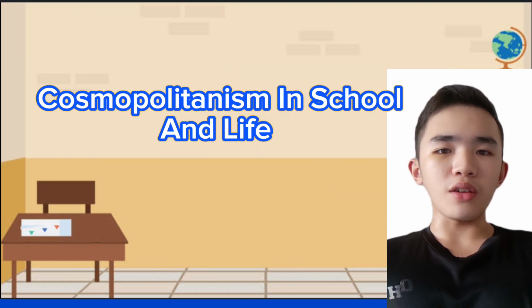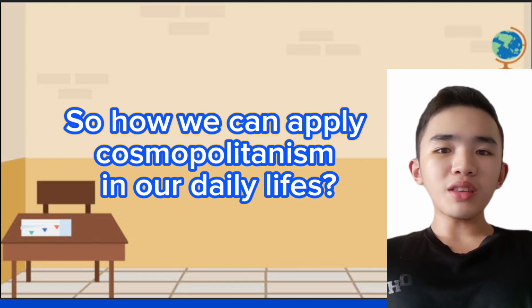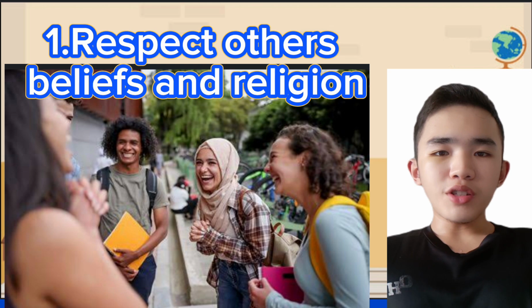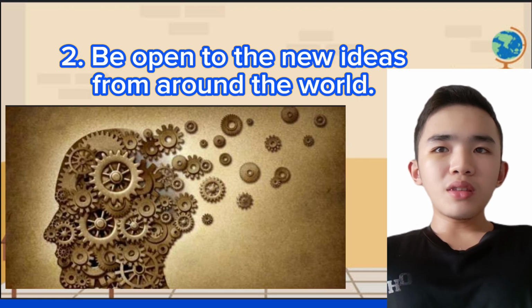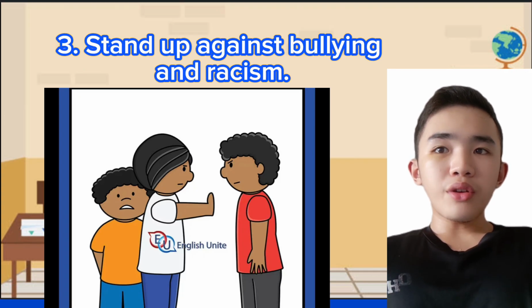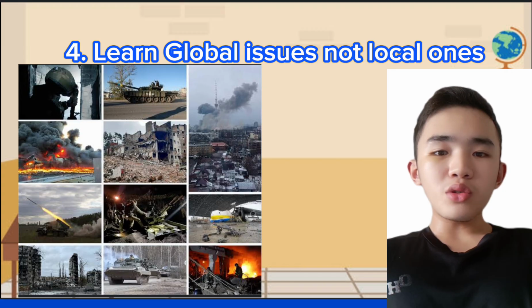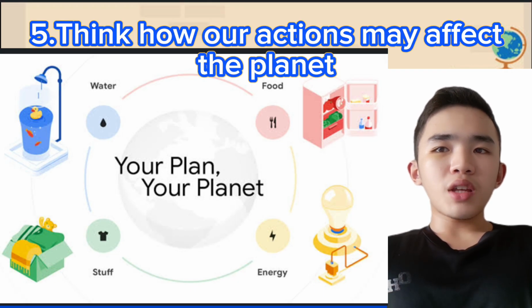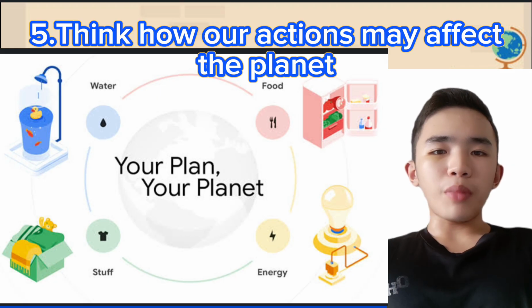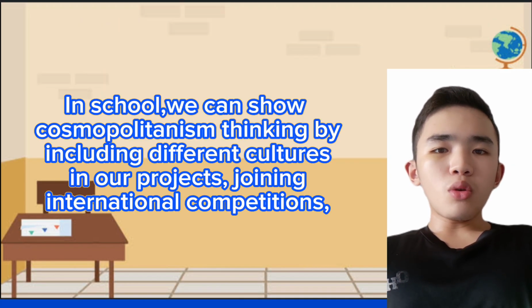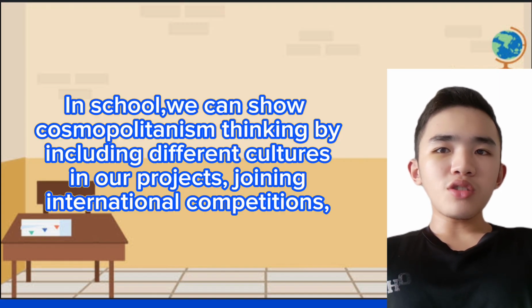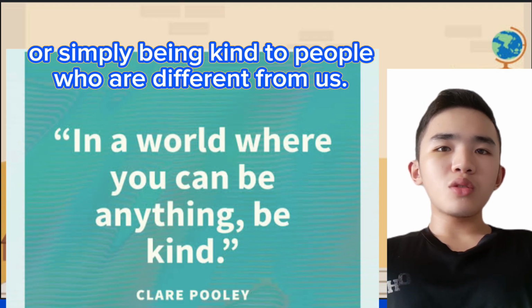Cosmopolitanism in school and life. So how can we apply cosmopolitanism in our daily life? First, we should respect others' beliefs and religion. Second, be open to new ideas from around the world. Third, stand up against bullying and racism. Fourth, learn about global issues, not just local ones. Fifth, think about how our actions may affect the planet. In school, we can show cosmopolitan thinking by including different cultures in our projects, joining international competitions, or simply being kind to people who are different from us.